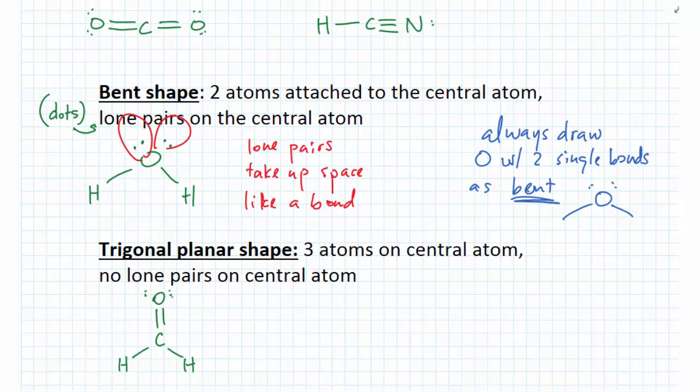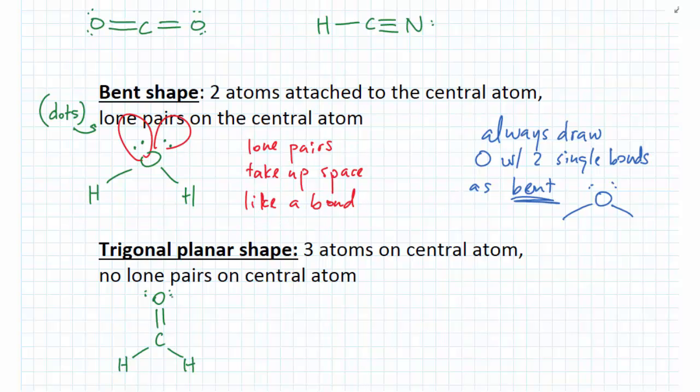Okay? But now, look at this carbon. That carbon is attached to 3 atoms, but there are no lone pairs on that central atom. So this shape is called trigonal planar. Trigonal means 3 atoms attached. What does planar mean? What is in math or something, what is a plane? Plane is something that's totally flat, like a sheet of paper, something like that.